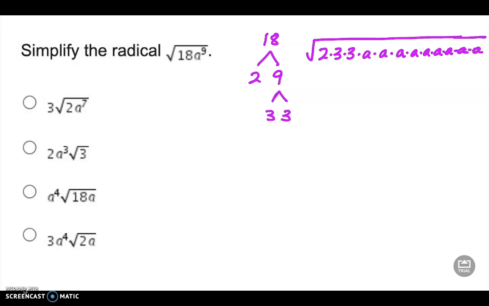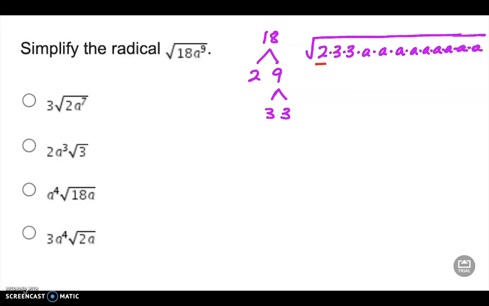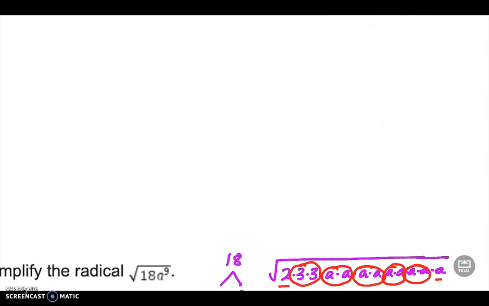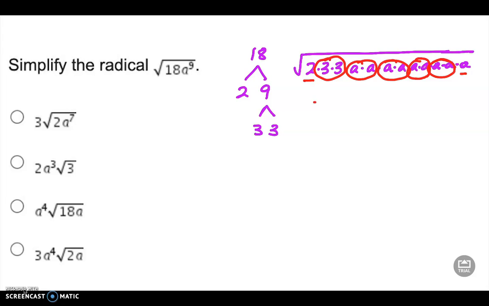Okay, so now to simplify this, we're just going to look for pairs. So 2 does not have a pair. It's going to stay underneath the radical. We have 3, and then I'm going to circle every pair of a's. There's 1, 2, 3, 4 pairs of a's, and 1 is left underneath. So I'm going to bring out 3, and then 1, 2, 3, 4 a's. And underneath the radical, we still have a 2 and an a.